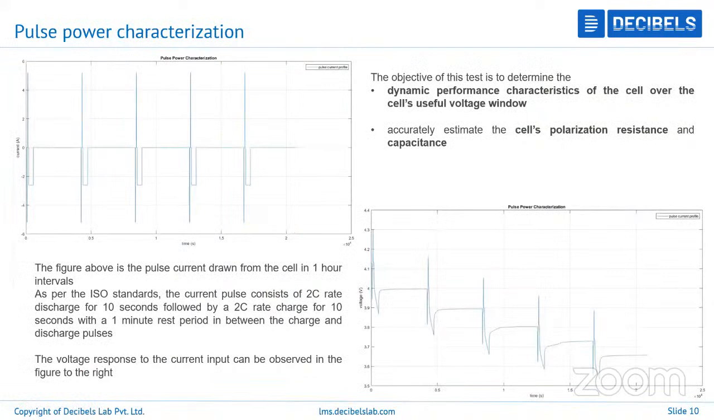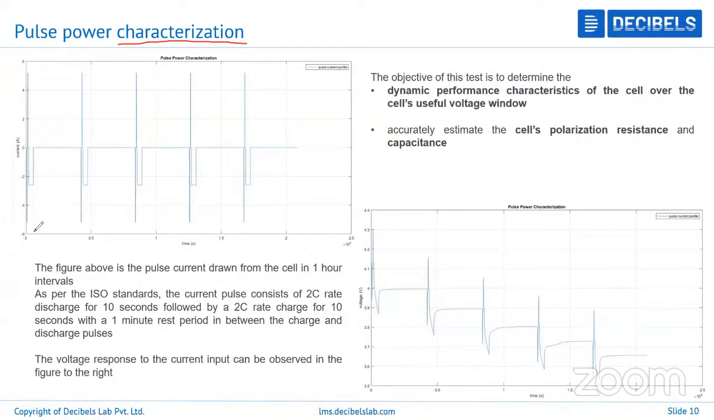Now we will see pulse power characterization. This is one of the most important tests that has to be performed in order to characterize the cell. Characterization of the cell is nothing but determining its most important parameters, that is, the internal resistance and capacitance of the cell. That is why this particular test is performed. This test is nothing but discharging the cell in pulses. Different pulses will be performed at different states of charge, that is, at different percentages of the battery.